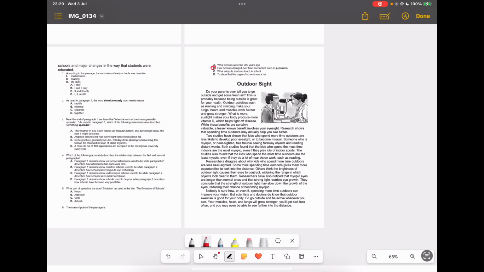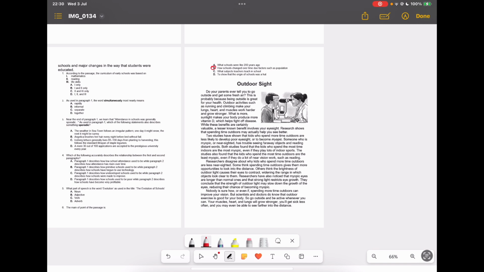Two studies have shown that kids who spend more time outdoors are less likely to develop poor eyesight or become myopic. Someone who is myopic or nearsighted has trouble seeing faraway objects and reading distant words. Both studies found that the kids who spend the most time indoors are the most myopic, even if they play lots of indoor sports. The studies also found that the kids who spend the most time outdoors are least myopic, even if they do a lot of near vision work, such as reading.